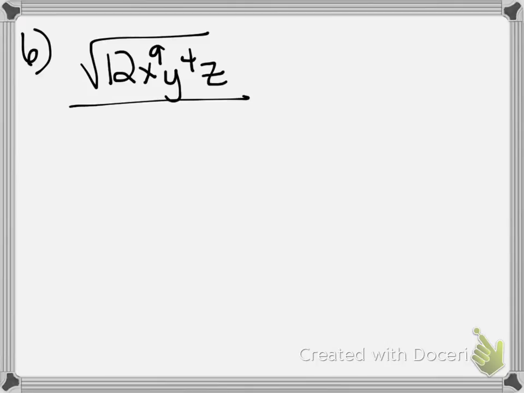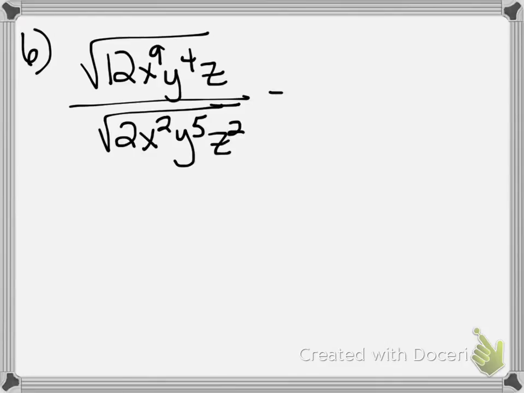And I've got one more problem for you. And so I've got the square root of 12x to the 9th y to the 4th z all over the square root of 2x squared y to the 5th z to the 2nd power. So with a division problem, you want to divide first as much as you most humanly possibly can.